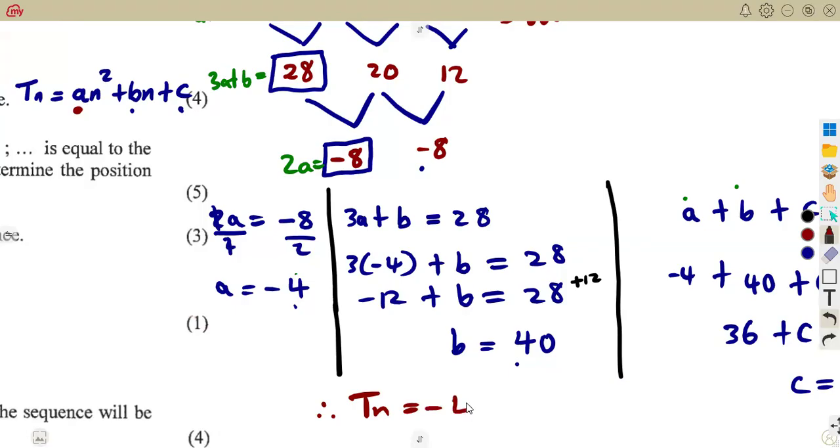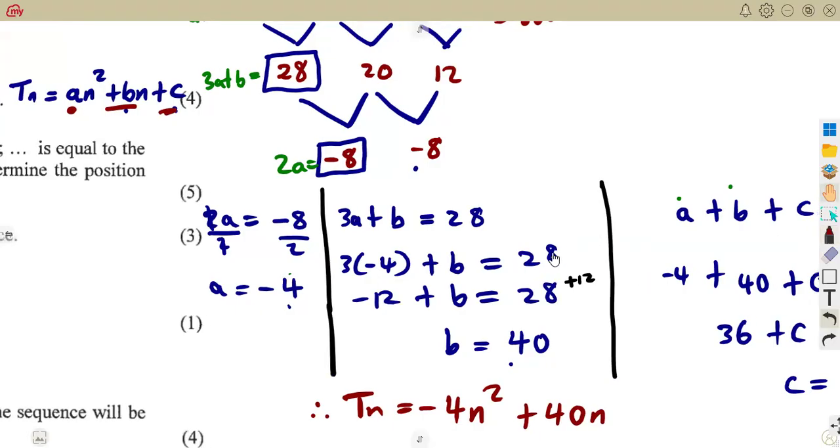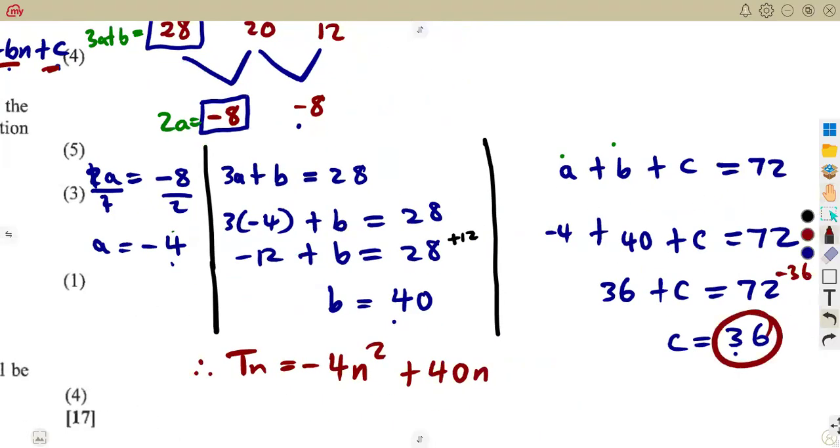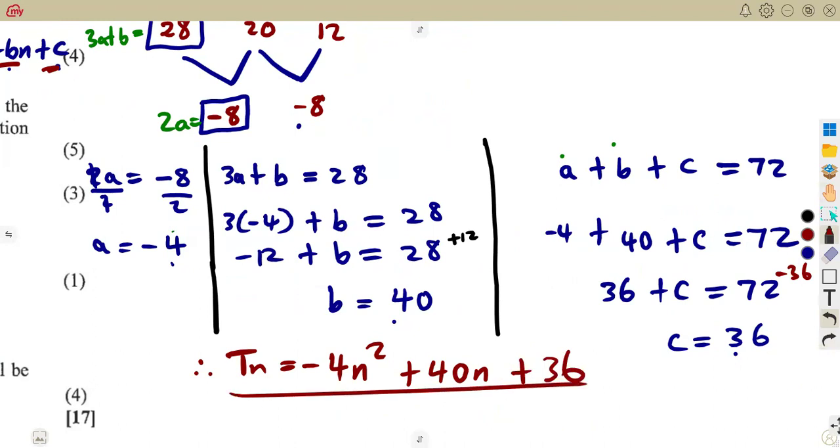Minus 4, so that's minus 4n squared. Plus Bn, our B is what? 40. So that's plus 40n plus C, and our C in this case, our constant, is 36, just like that. So this is what you're going to have representing Tn, which is the nth term.